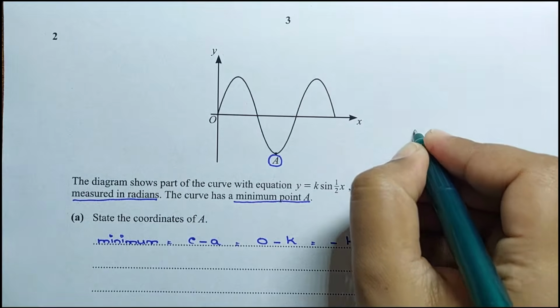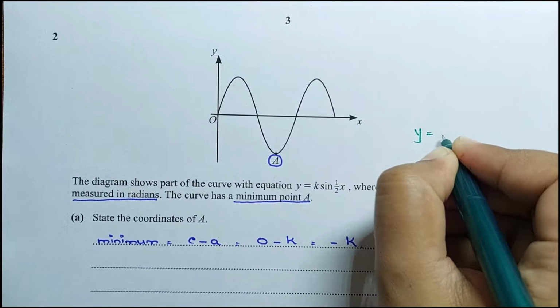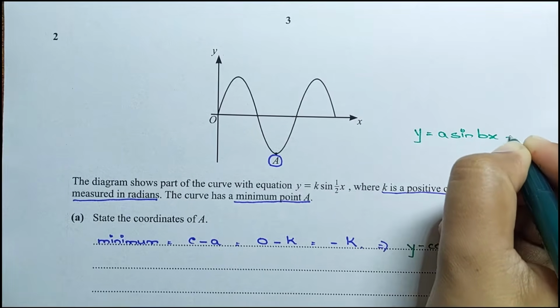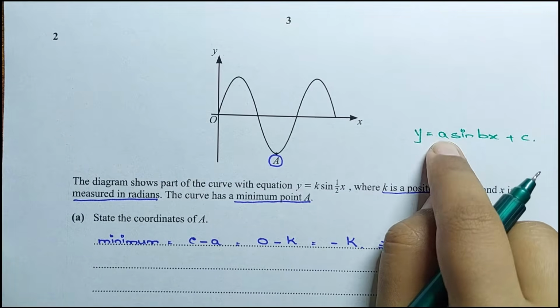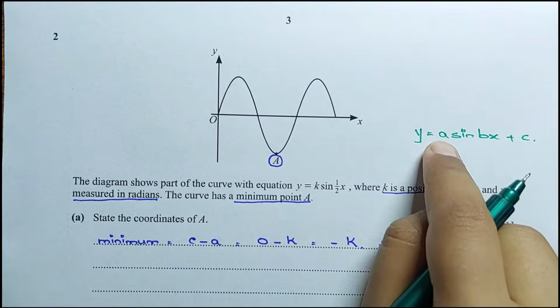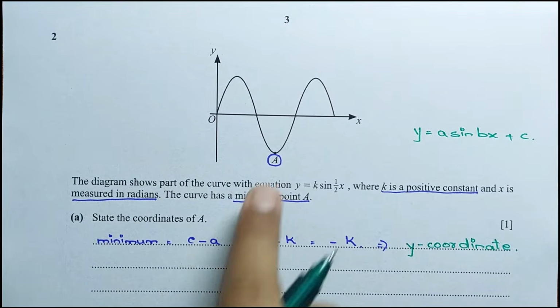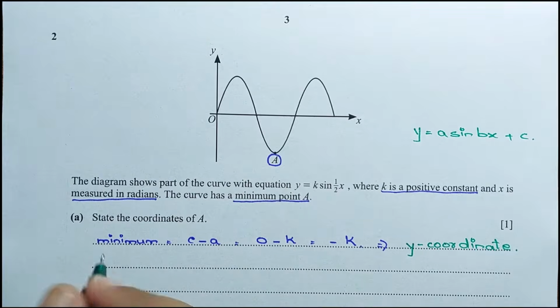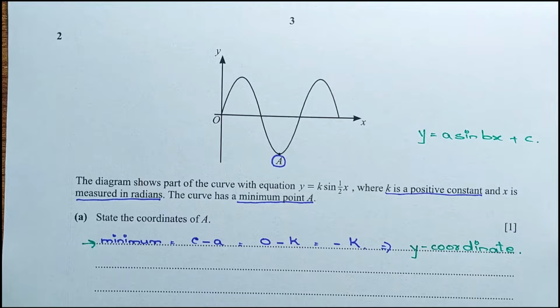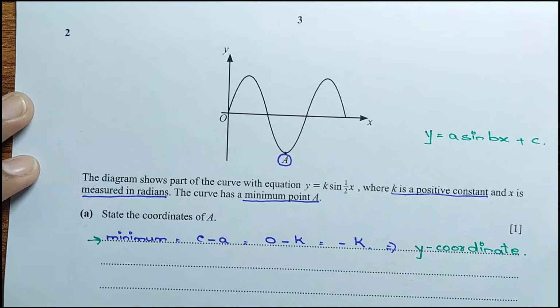All right. So in sinusoidal functions, the formula of the minimum is the equation of axis minus amplitude. Let me write down the transformed form: a sine bx plus c. Here a is the amplitude and c is the equation of axis. If we subtract the amplitude, we will get the minimum, and that would be the y coordinate. Now we have the y coordinate, let me solve for the x coordinate.